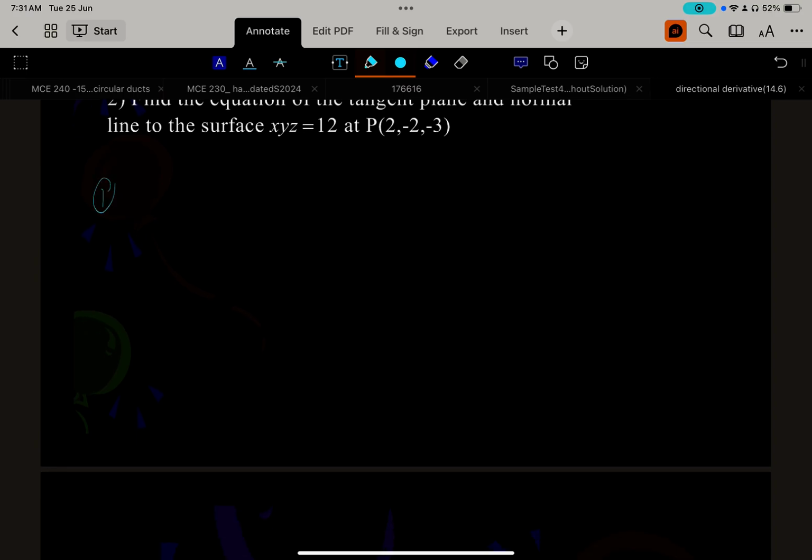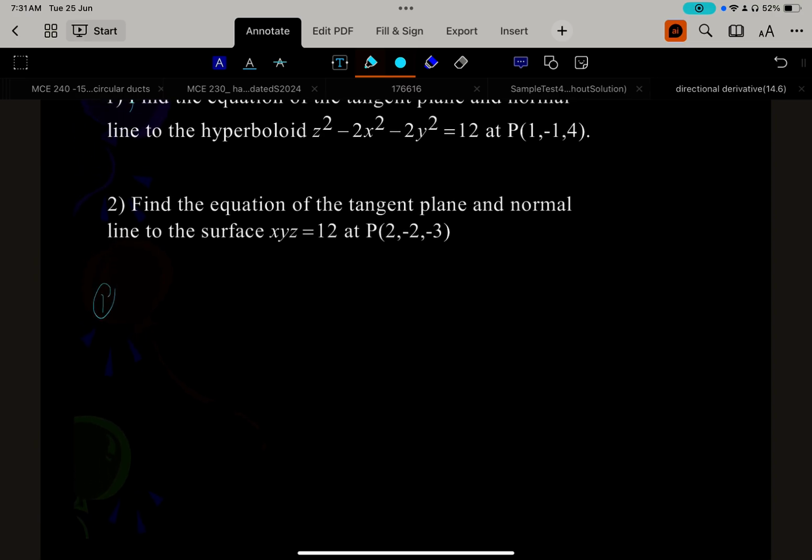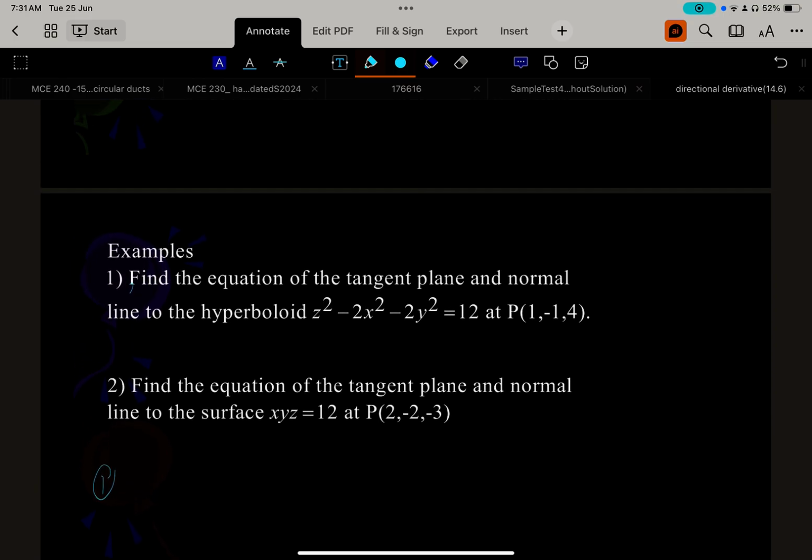Solve this. Oh, getting tired. Getting tired. Okay.